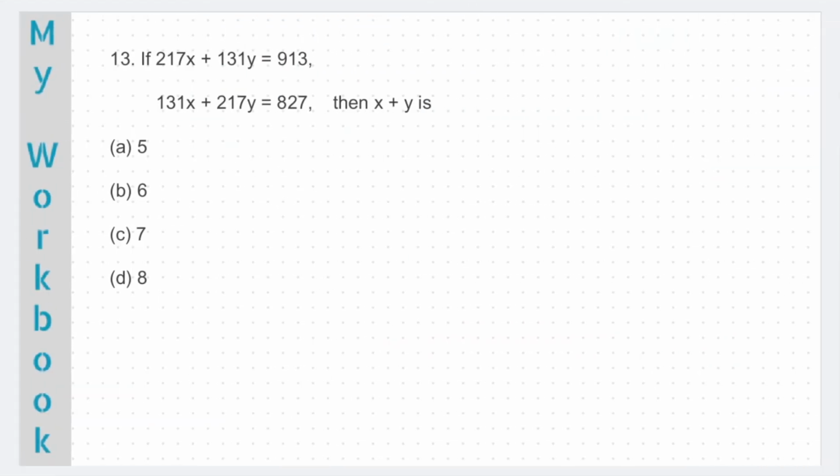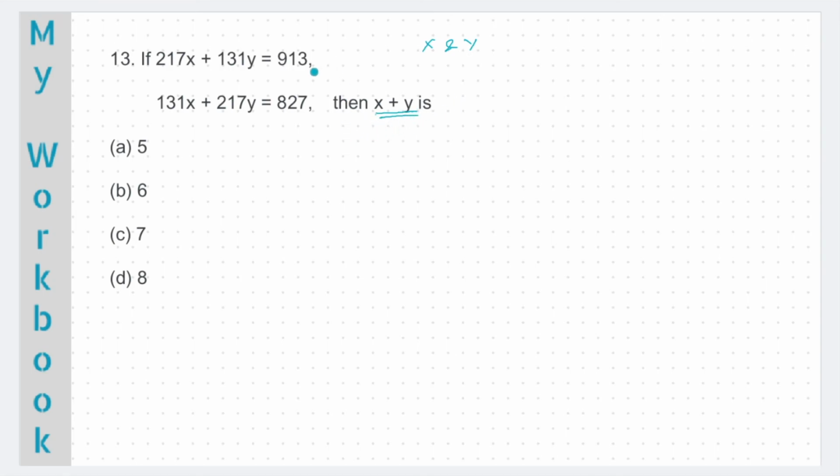Next, question number 13. If 217x plus 131y is equal to 913 and 131x plus 217y is equal to 827, then x plus y is. Here we are given a pair of linear equations and we have been asked to find x plus y. They have not asked us to solve for x and y. They have asked us to find what x plus y is.